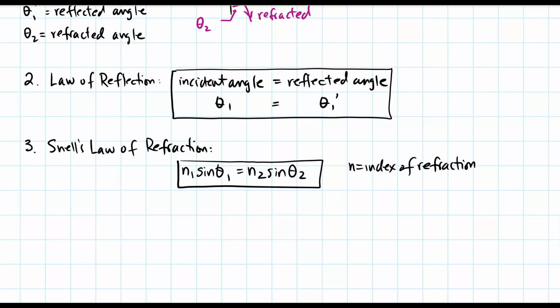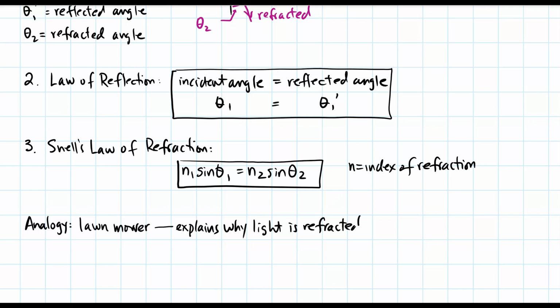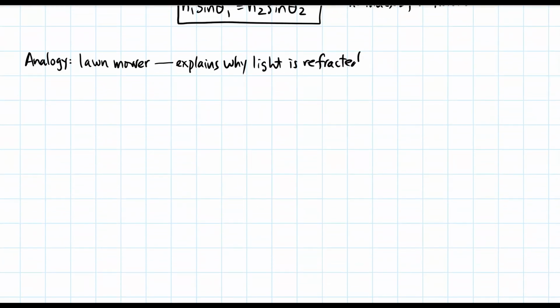Now, to interpret what Snell's law says here, I'm going to give an analogy. I call it the lawnmower analogy. It explains why light is refracted at a boundary. The reason why light refracts or bends at a boundary is because there's a change in the speed of the light wave across a boundary.